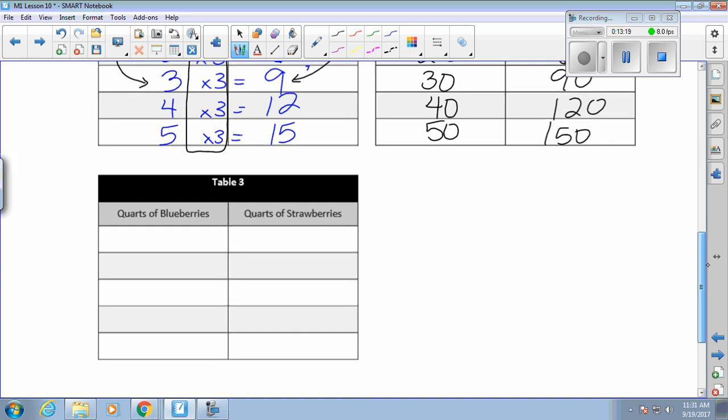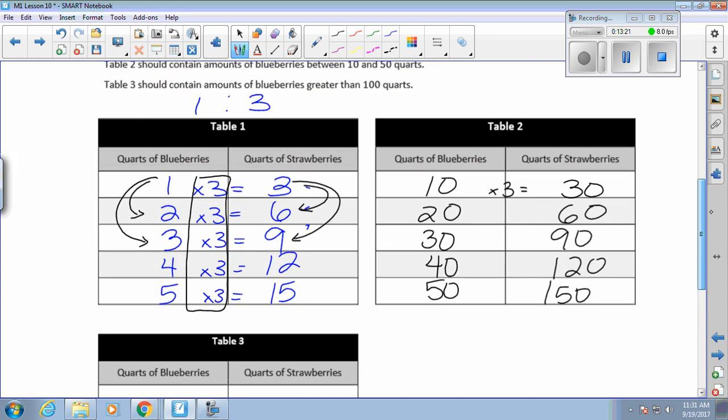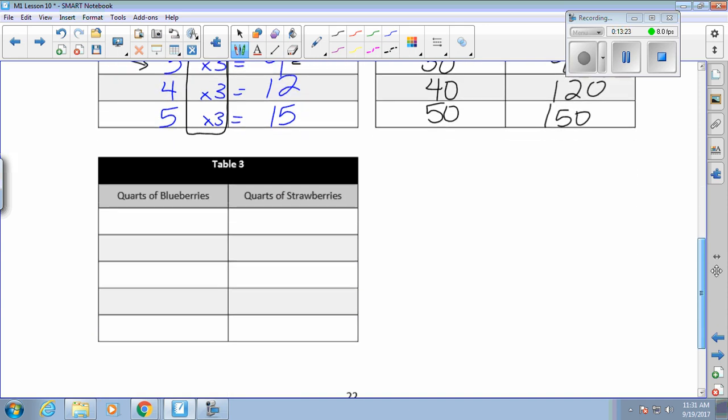Let's go to the last table, which they want us to do numbers greater than 100 quarts. So let's do 200, 300. Let's skip some, should we? 500. Some people are saying, no, don't do it, Mrs. Lehman. All right. Too bad. Evil laughter. All right. So 200.